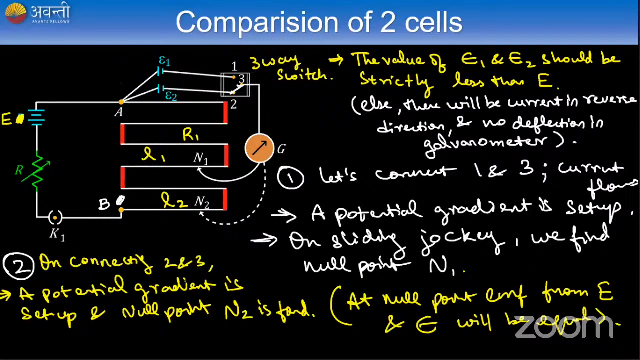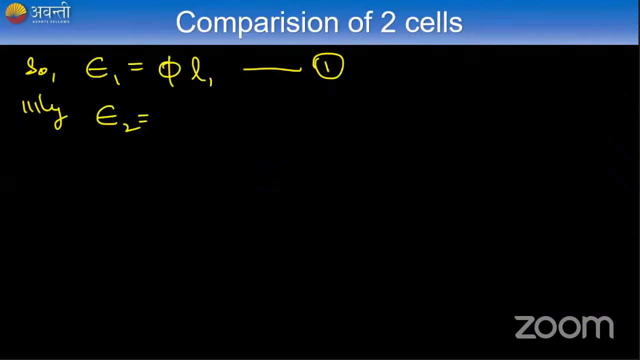Guys, come on, tell me what is epsilon 2? Anyone reply please. What is my epsilon 2 then in terms of potential gradient? Yes, 5 times of L2, right? So I'll call this equation 2.